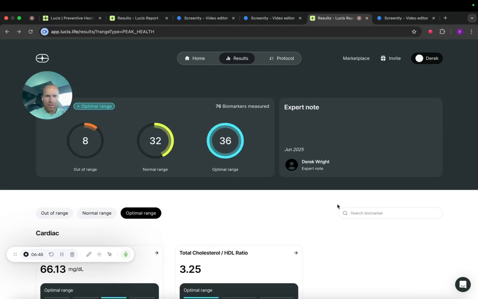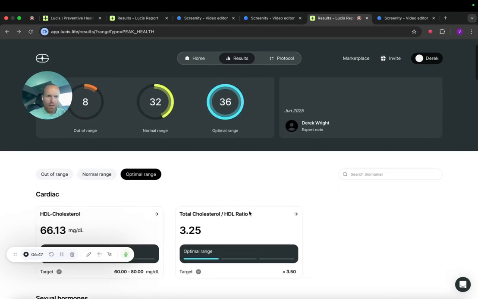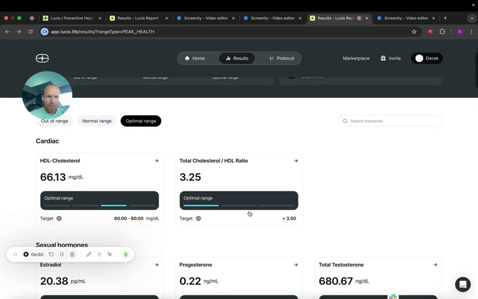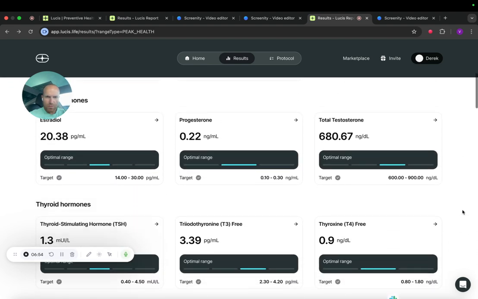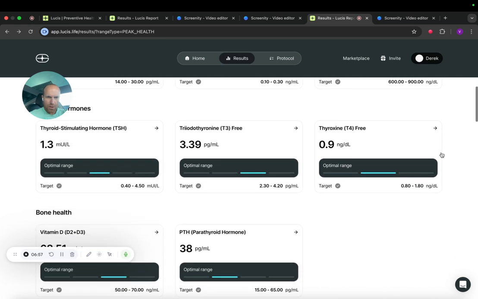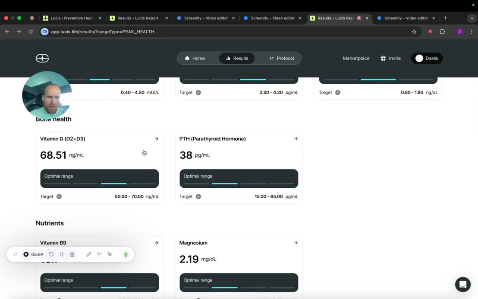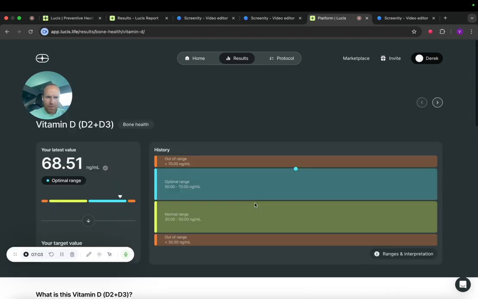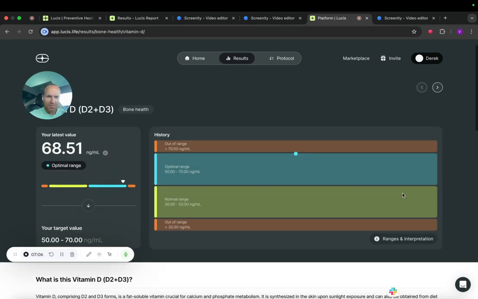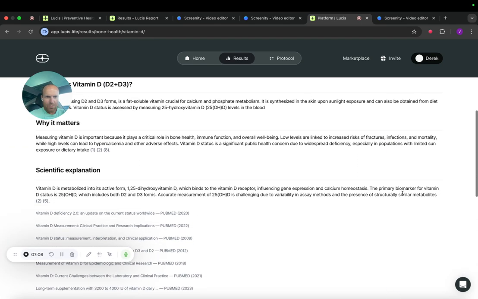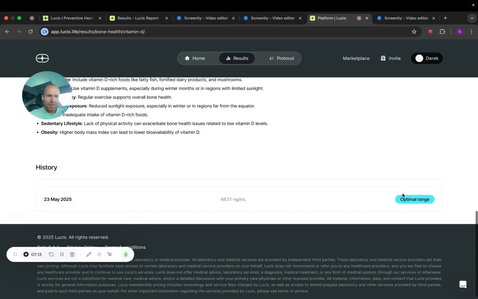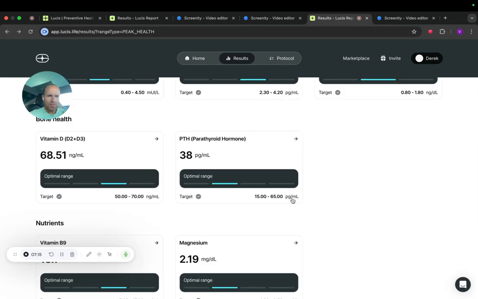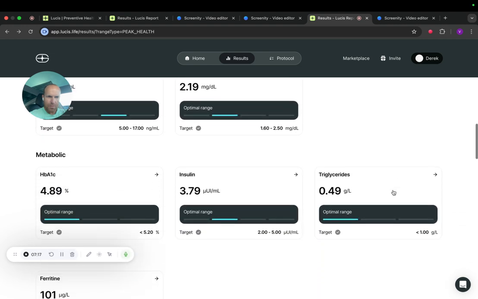So there are other ways to navigate around here as well. And then these ones are in the optimal range. So HDL cholesterol, great. Hormones, pretty good. Total testosterone, fine. Vitamin D is on the high side, nearly squeezing out of range, in fact. So summer's coming up, so no more vitamin D for me for now. And that may also just be messing with my calcium a little bit as well.